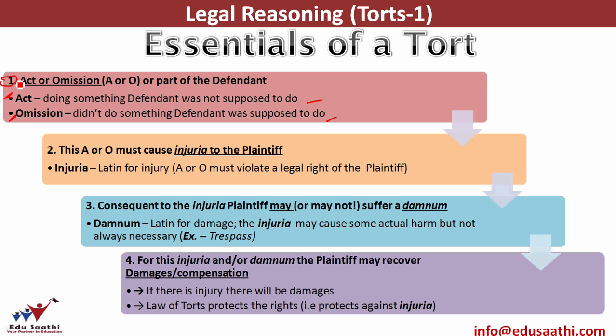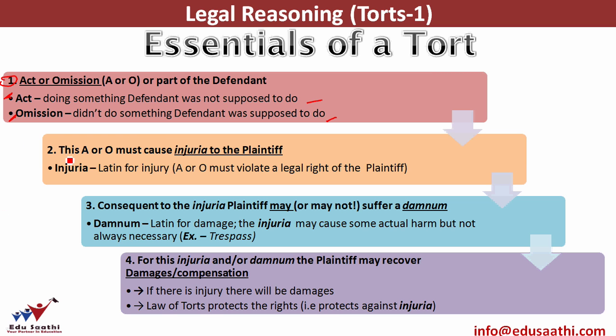So the first essential is act or omission on the part of the defendant. You have done something which you were not supposed to, or you have not done something which you were supposed to do. So these are the two cases in which the first essential of tort would be satisfied.